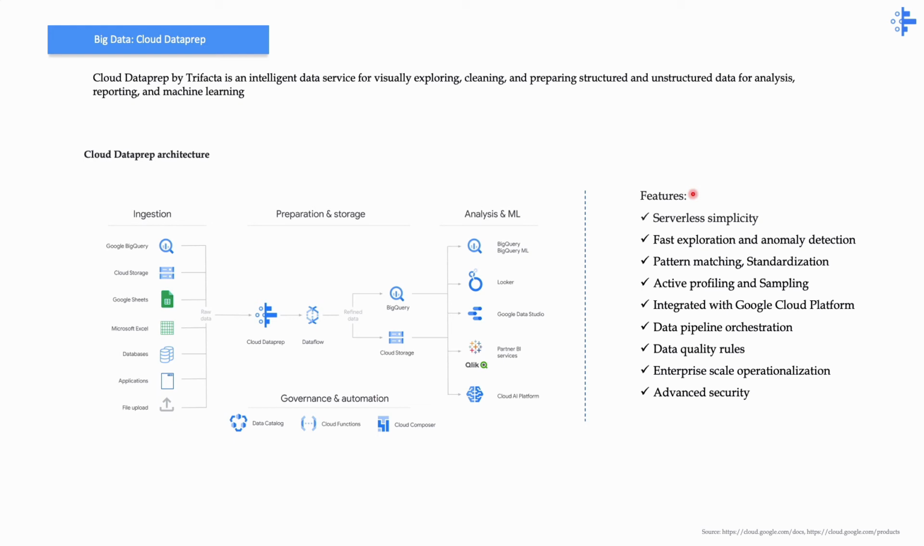The features of Cloud Dataprep: it's serverless simplicity, and this is very important when it comes to Google Cloud Platform services. Not to worry about managing servers, not to worry about what sort of servers or what sort of capacity these things need to run, depending upon the data. Google takes care of that automatically. Fast exploration and anomaly detection, pattern matching and standardization, data standardization.